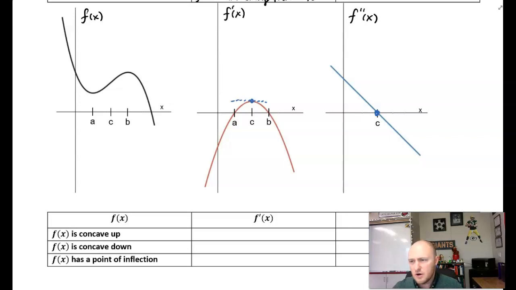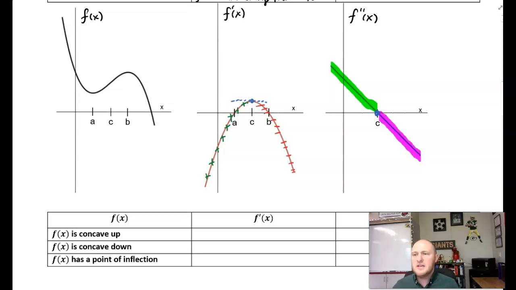Now for f prime of x, f prime is increasing. The function values are increasing left of c. So all of these function values are increasing, which shows in our f double prime graph that our function is above the x-axis. Now our function starts to decrease after c, and therefore, f double prime is going to be negative. And notice that that is below the x-axis.